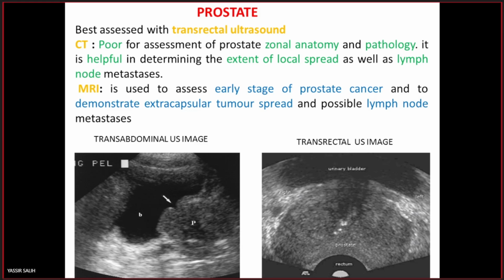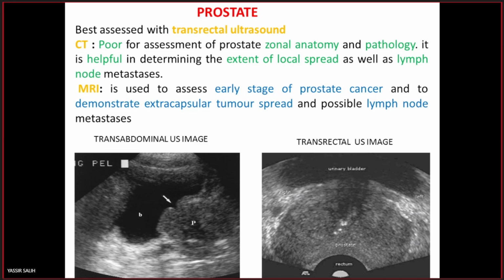The next structure of the male reproductive system we are going to talk about is the prostate. The prostate is located at the base of the urinary bladder. The best imaging technique for assessment of the prostate is transrectal ultrasound. Transrectal ultrasound is ultrasound done by insertion of the probe.